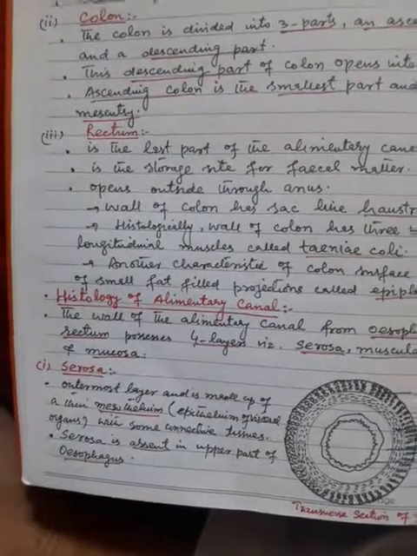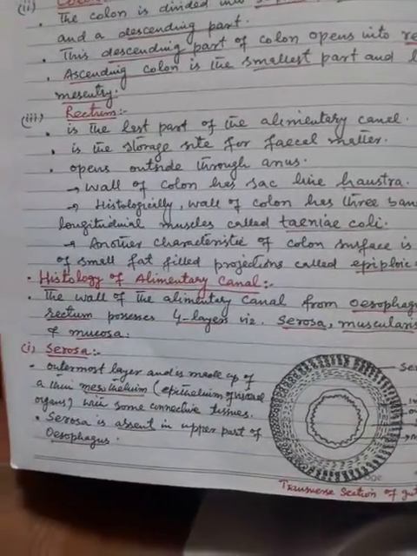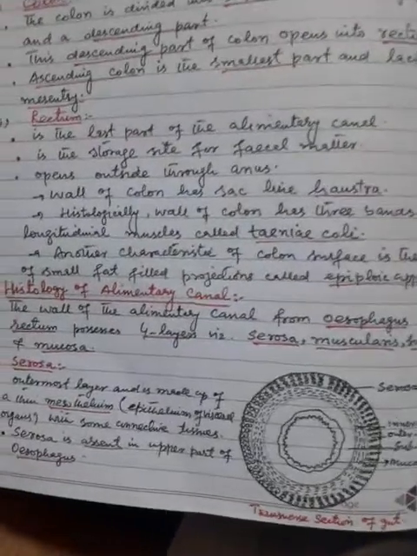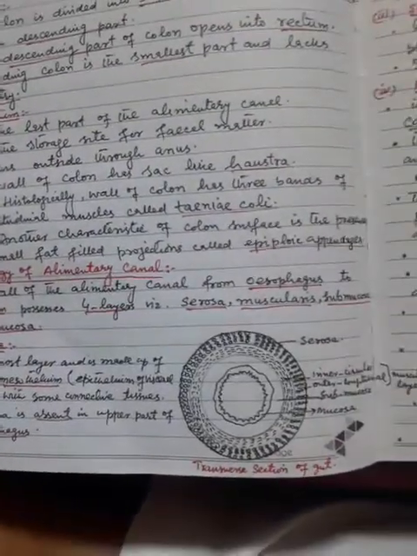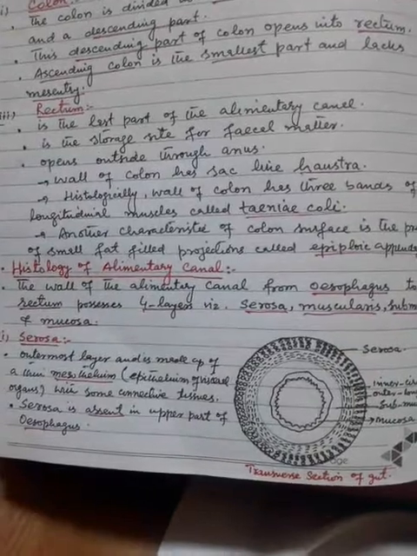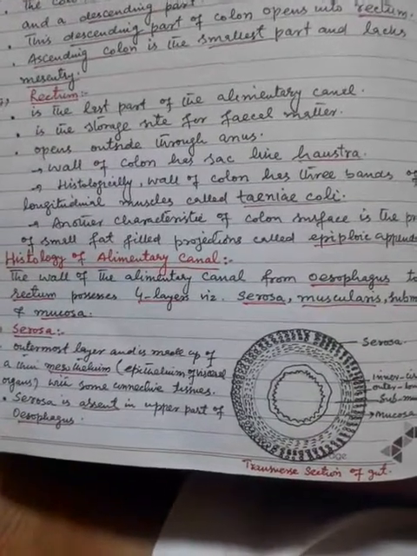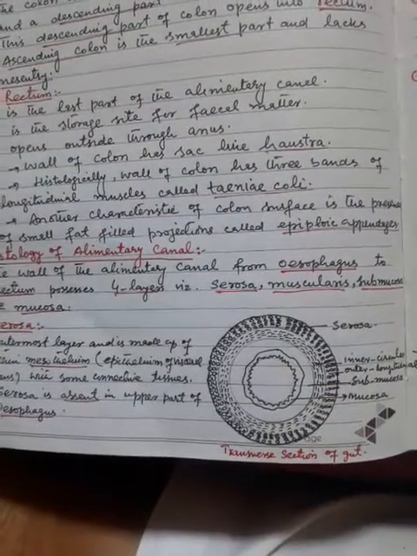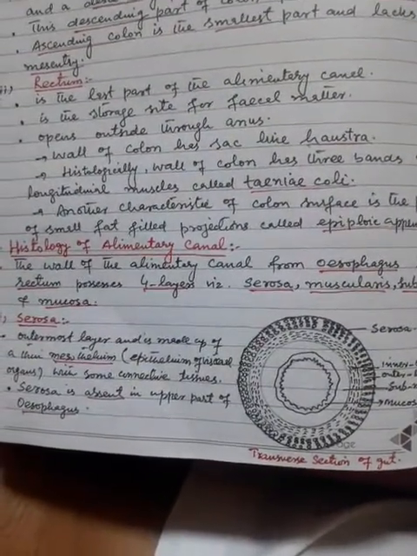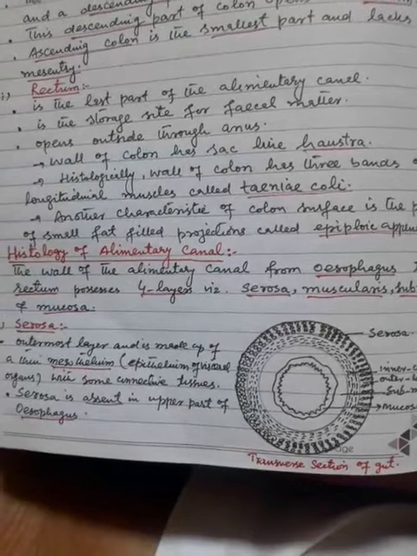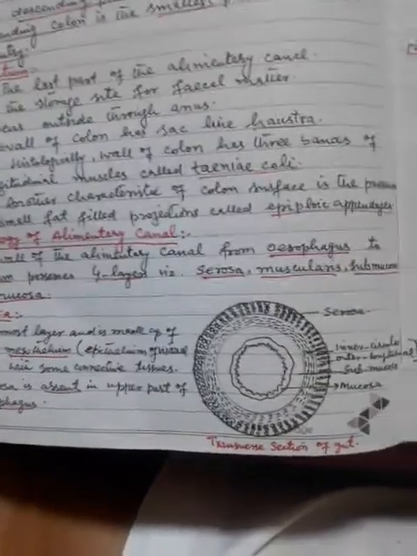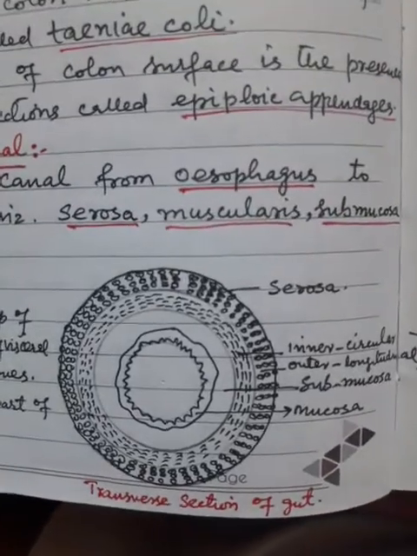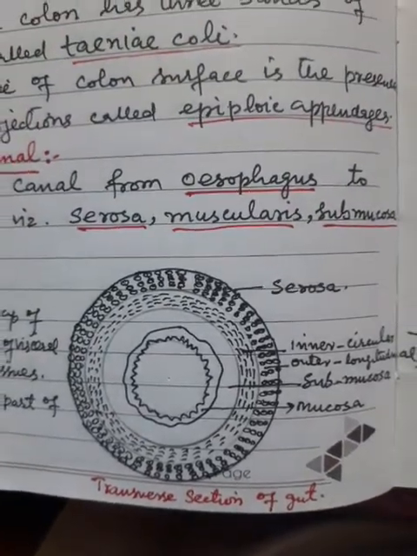Now the histology of alimentary canal. The wall of alimentary canal from esophagus to rectum possesses four layers, that is serosa, muscularis, submucosa and mucosa. These are evident from the transverse cross section of the gut of the alimentary canal.